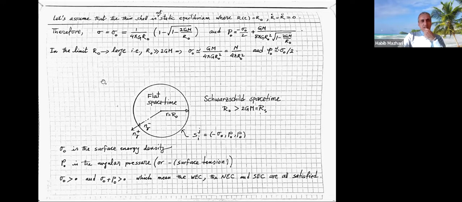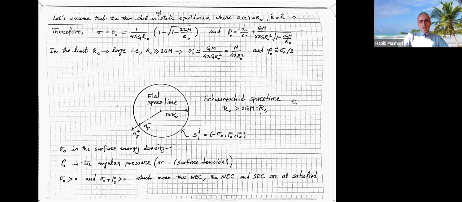And very interestingly, if you just take R to be very large, sigma becomes M divided by 4 pi R squared. So this is very much like the classical definition of mass density on a surface. So very interesting. Of course, this is when R is very large. And this is because M is the ADM mass of the Schwarzschild metric.